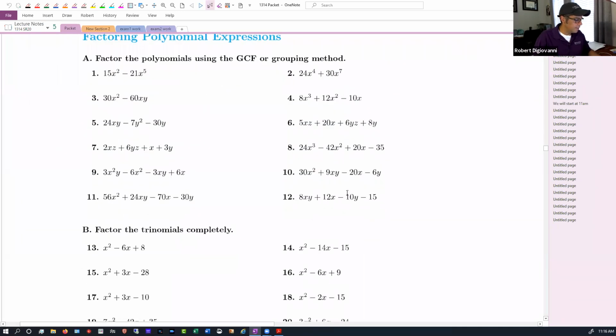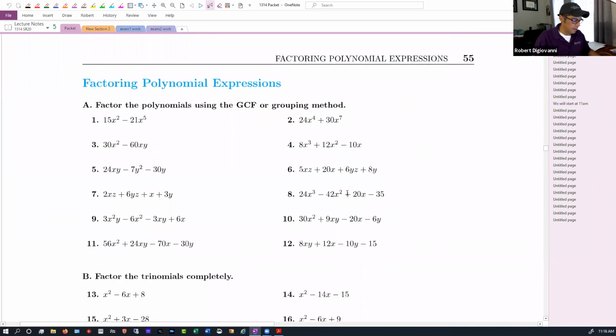Okay, so I am going to be very picky here about the ones that I choose. Right now, I'm only going to do ones that have 4 terms. So I'm going to start out here. Let's do that one right there. Let's see what we can do with this one. All right, so I'm going to do it on the side here. We have 5xz plus 20x plus 6yz plus 8y.